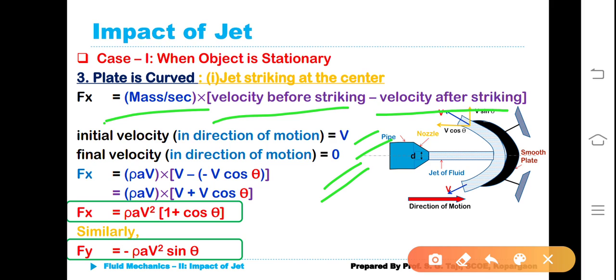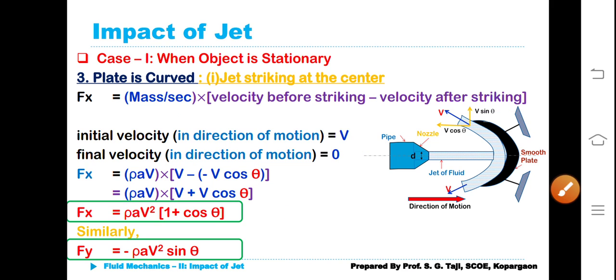Therefore, Fx is equal to rho a v multiplied by the whole, multiplied by minus of minus v cos theta. Therefore, it works out to Fx equal to rho a v squared into 1 plus cos theta. Similarly, Fy is equal to, we just have to add a minus sign, minus rho a v squared sin theta. That's all. Next slide.